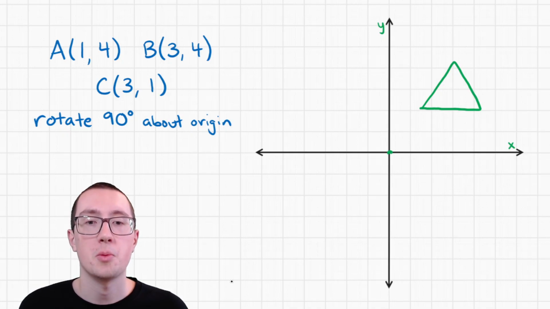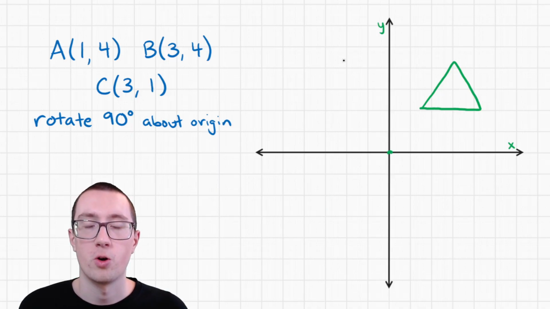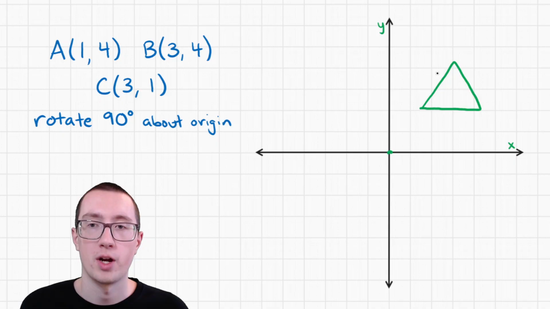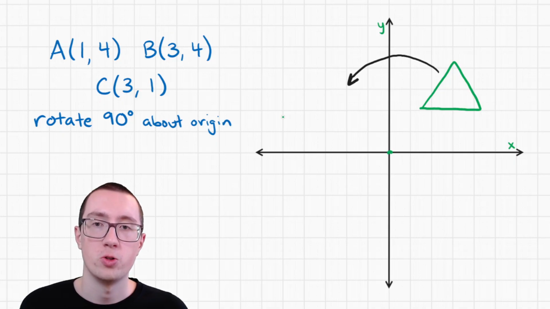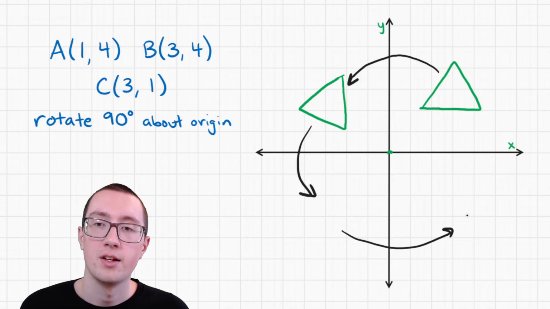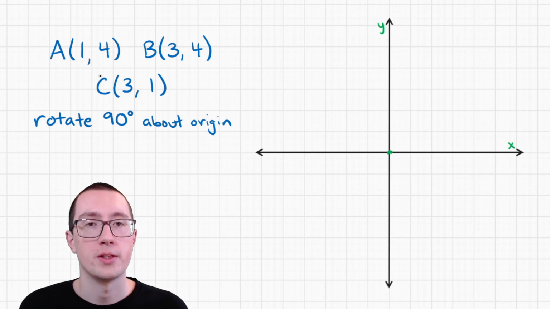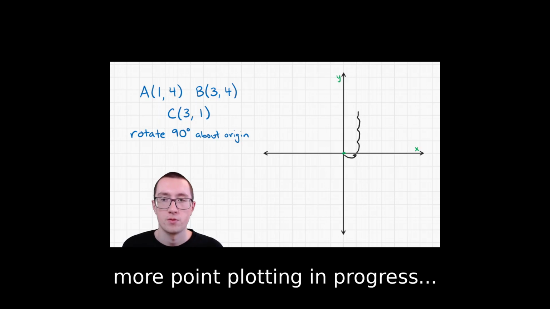It would be clockwise. And remember that a full circle is 360 degrees. So 90 degrees would be a quarter of the way. So we rotate this way, and then our new triangle would be like this. And then 180 would be down here, 270 would be over here, and then 360 would be just a full circle. So I'm going to go ahead and plot these 3 points. Feel free to pause the video and follow along, or try to do it yourself and then see how you did.